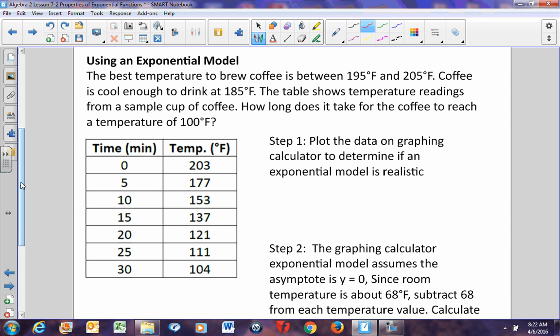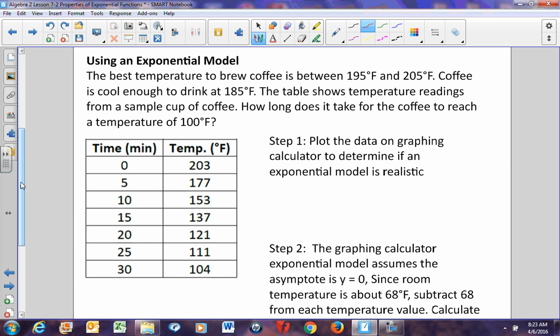Once I have that in there, remember on the Inspire, we're going to go to Add a Page, and we're going to do Data & Statistics, and we're going to drag the X variable and the Y variable. So time was my X value, and temperature was my Y value.